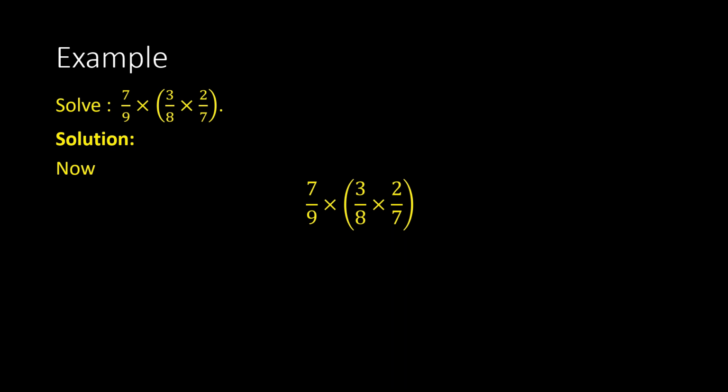Considering the expression in the brackets first, we multiply the numerator by the numerator to give 3 times 2, and we multiply the denominator by the denominator, in other words 8 times 7. We can cancel at this stage to make the calculations easier later on. The 2 in the numerator will cancel using the 8 in the denominator.